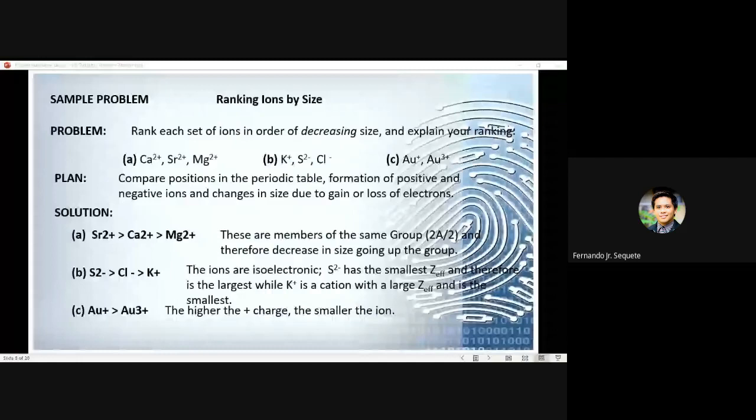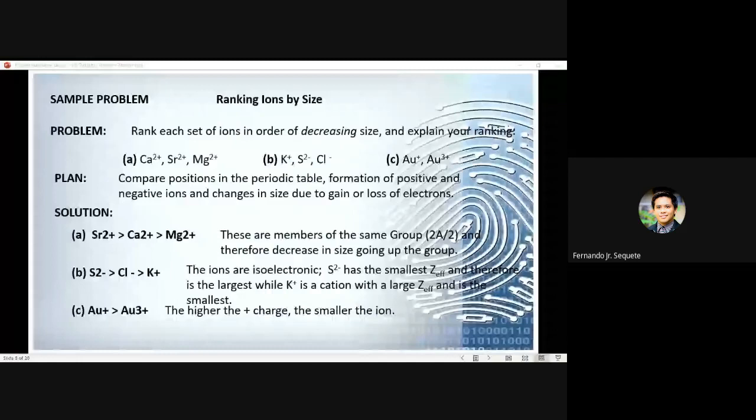Therefore then, kung titingnan natin yung letter B, iba't iba yung charges, no? May K plus and then dalawa yung negative or anion. Alam naman natin na kung sino yung sa anion na part, kung sino yung may pinakamalaking number, siya yung pinakamalaki.